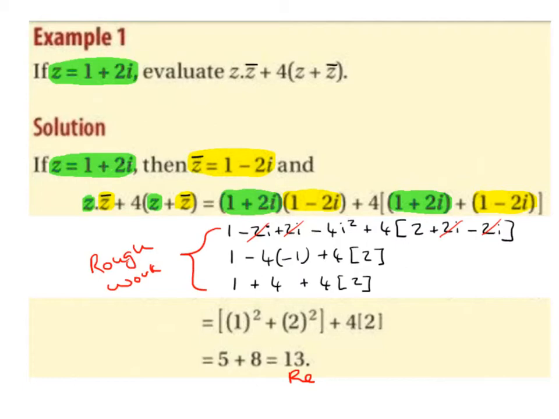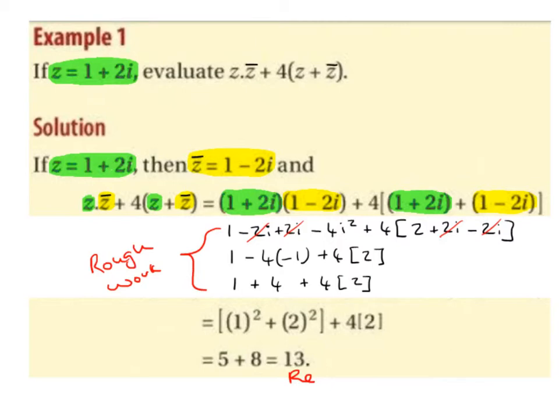We bring down the 1. The i squared becomes minus 1 with brackets around it. We bring down the plus 4 and the 2. So we have 1 minus 4 by minus 1 is plus 4, and we still have the 4 times 2. Now at this point we can jump down to the last line. 1 plus 4 is 5, 4 times 2 is 8, and 5 plus 8 is 13, which is a real number.